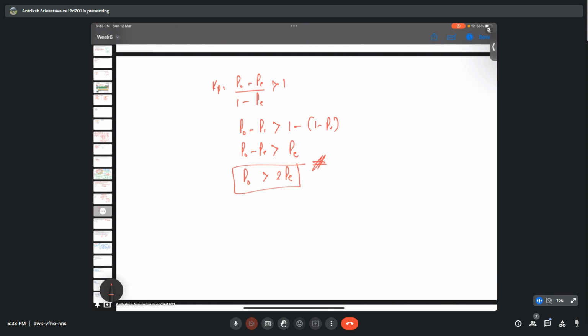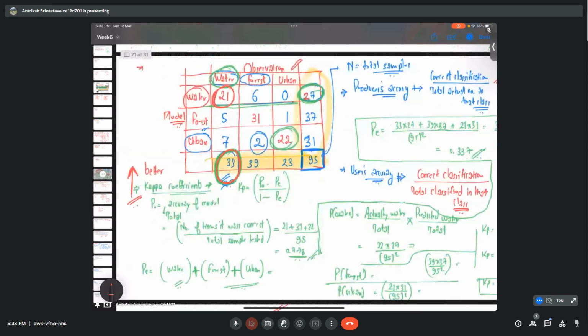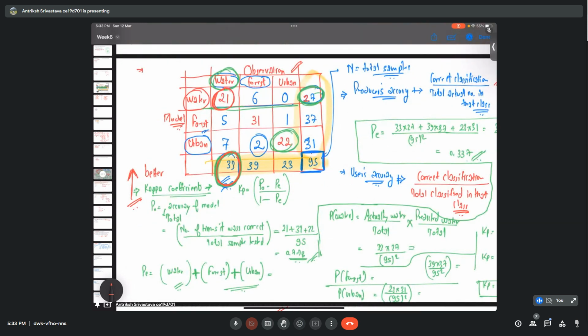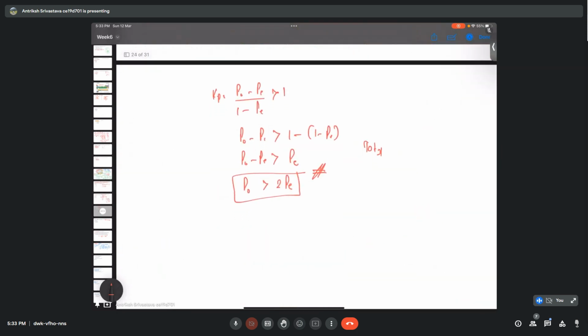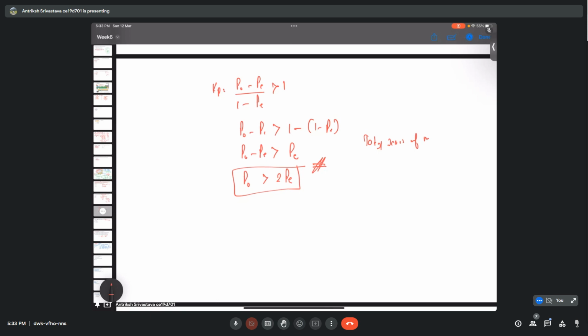So can the total accuracy of the model be greater than 2 times the probability by chance? Yes, it can be greater than 2 times. So the kappa coefficient can be greater than 1 also. Or let me just Google it to confirm. I don't want to say wrong things.